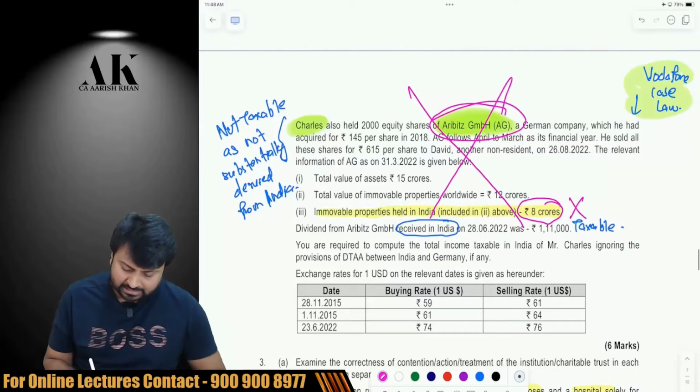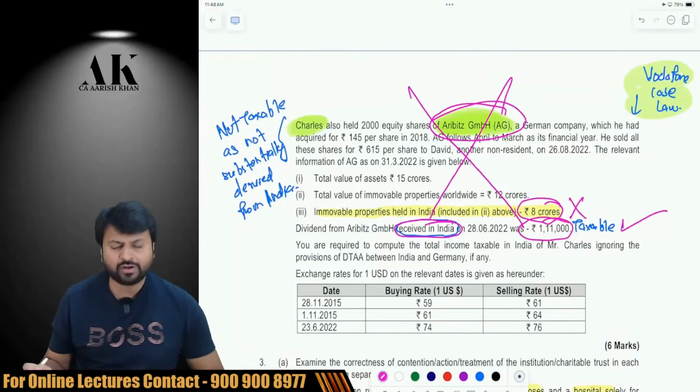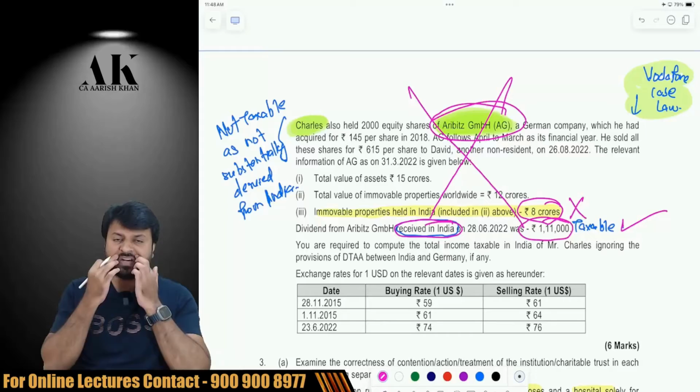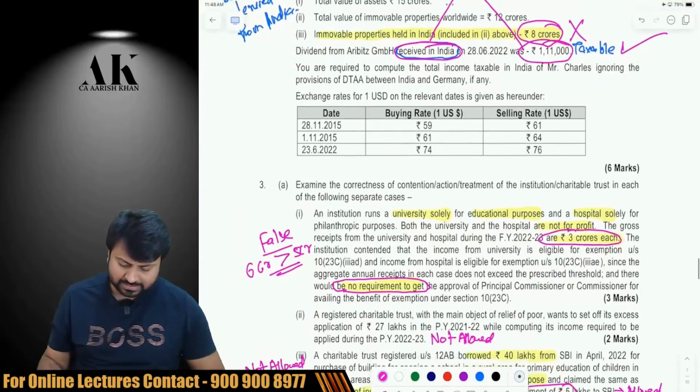Last but not least, this assessee is also earning some dividend from India, which is received in India. Therefore, it is taxable. Because the dividends are received in India, that will be subject to tax.